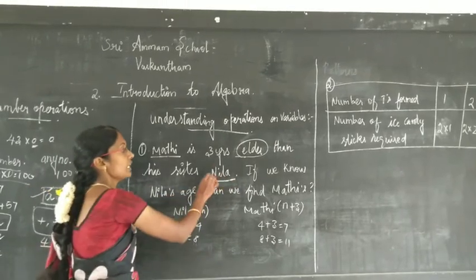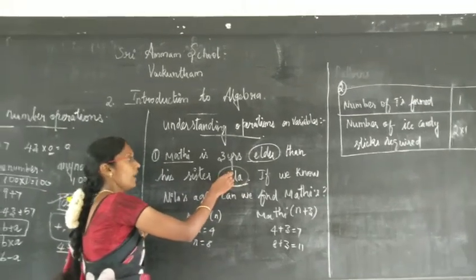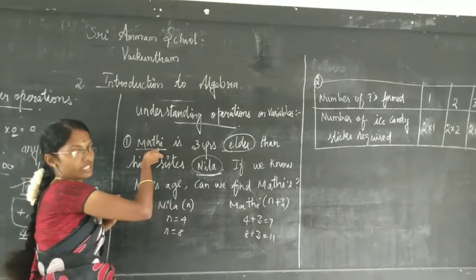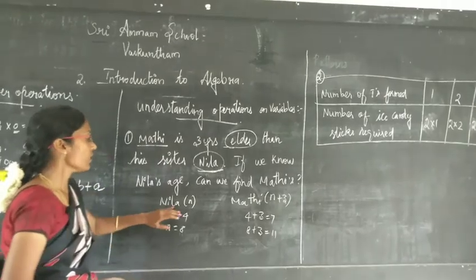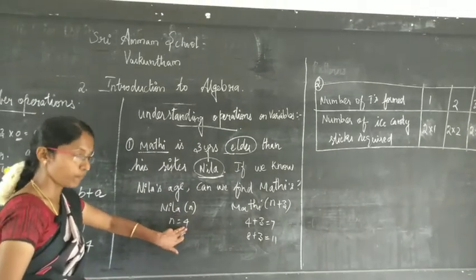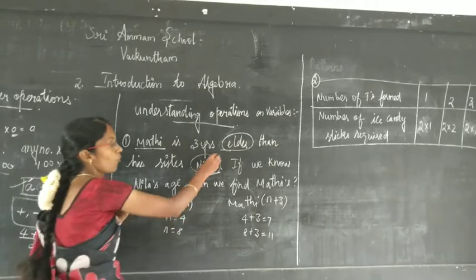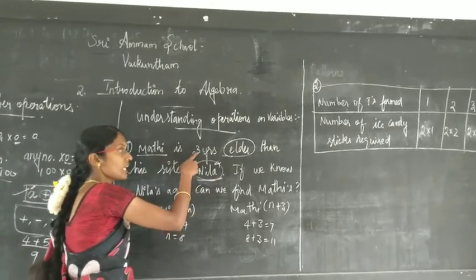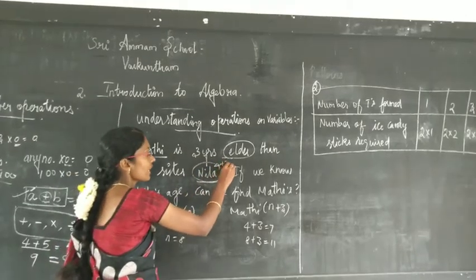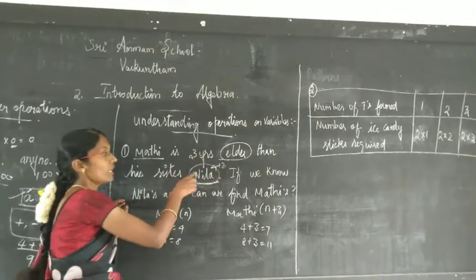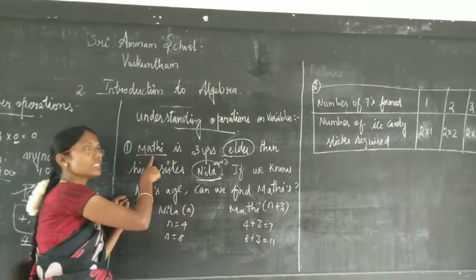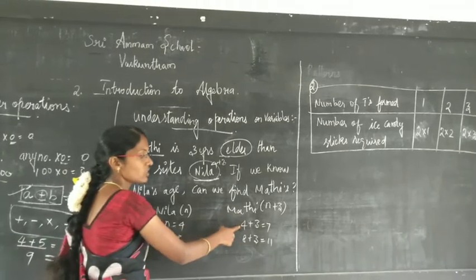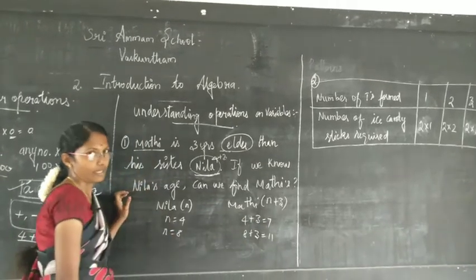So if you find Nila's age, you have to add 3 to that age, and you can get Madhi's age. Consider that Nila's age is 4. What is Madhi's age? I have to add 3 to 4. So 4 plus 3, you will get 7. So if Nila's age is 4, Madhi's age is 4 plus 3 equal to 7.